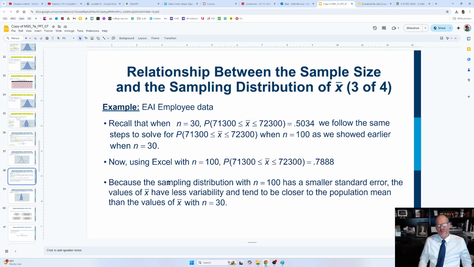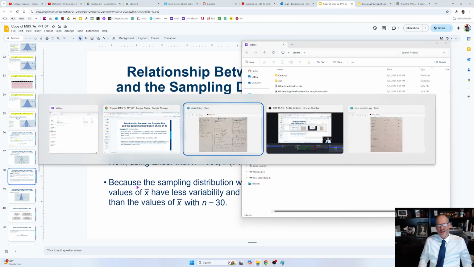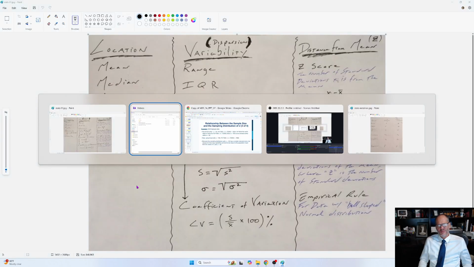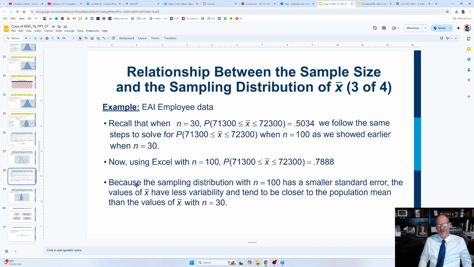So because the sampling distribution with n equals 100 has a smaller standard error, with n equals 100, n goes into which part.